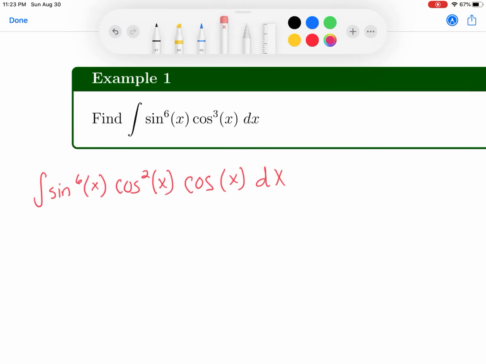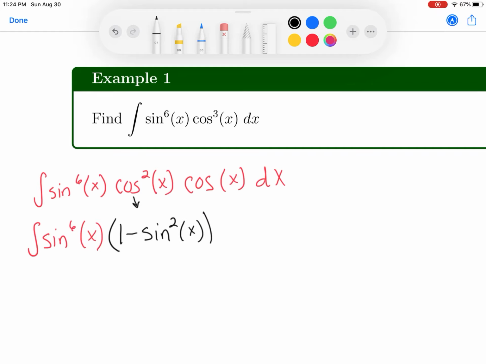Okay. So having that said, let's go ahead and rewrite it. All right. So we're going to have the integral of sine to the 6th x. I'm going to write this so you guys can see, and this is in black. This is what we're rewriting. Rewriting this guy. This is going to be 1 minus sine squared x. And then we still have cosine x dx. Cool.